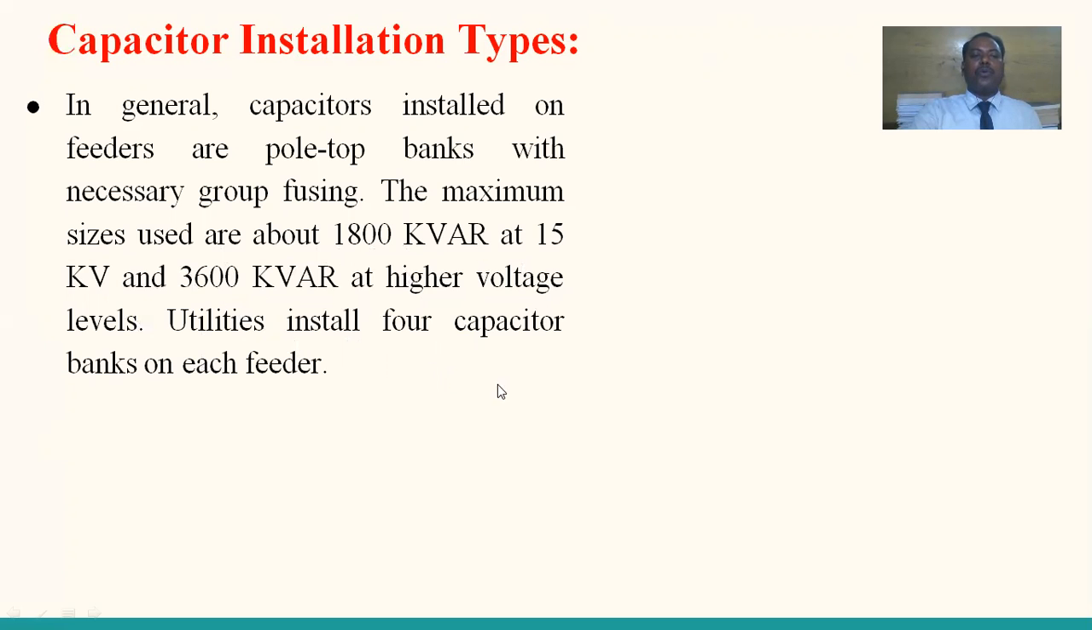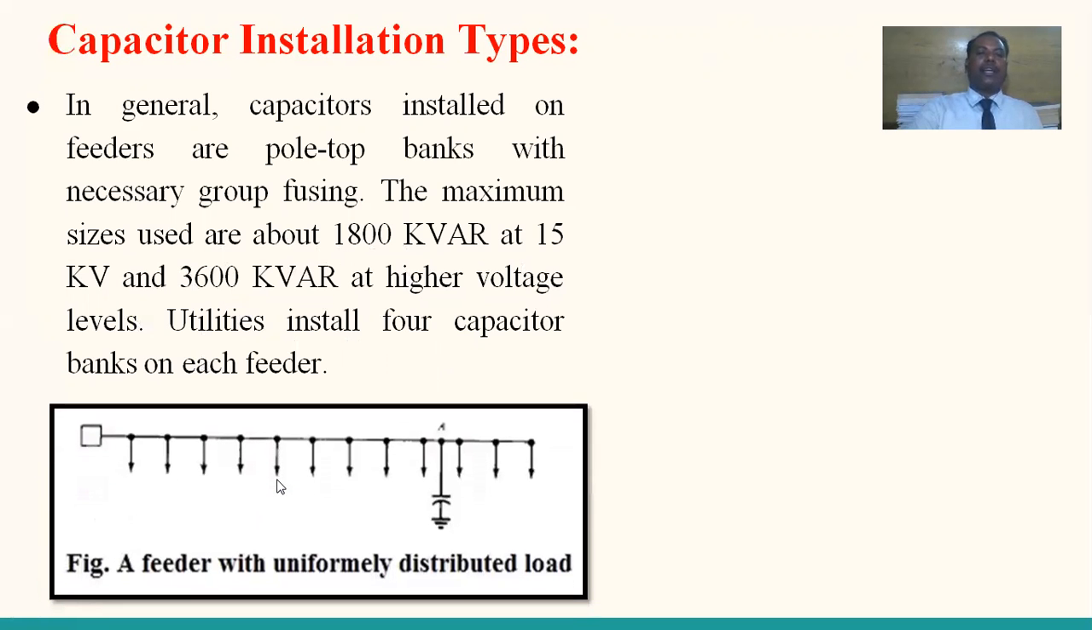Utilities install 4 capacitor banks on each feeder. So let us consider a feeder for analysis purposes. This is the substation where the feeder commences and supplies a load which is uniformly distributed throughout the length of the line. At a point on the feeder a fixed capacitor is connected, and let us analyze the nature of this fixed capacitor.